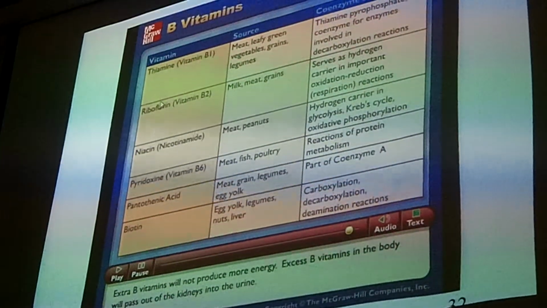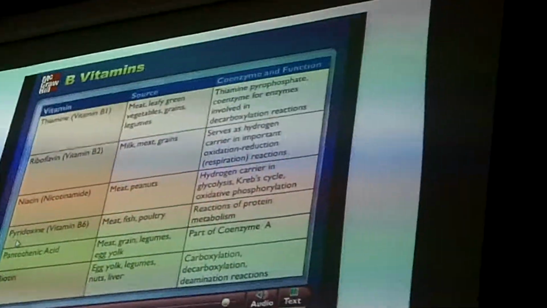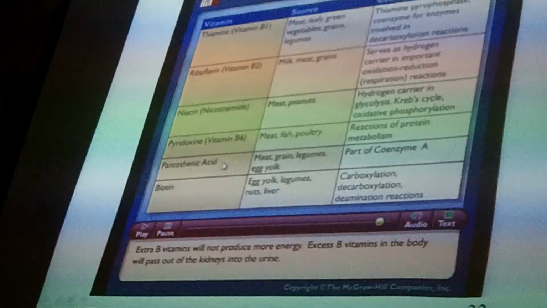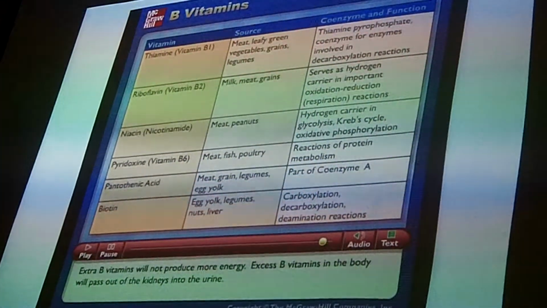Here are some of the things: thiamine, riboflavin, niacin, vitamin B6. These are all coenzymes that help enzymes work.